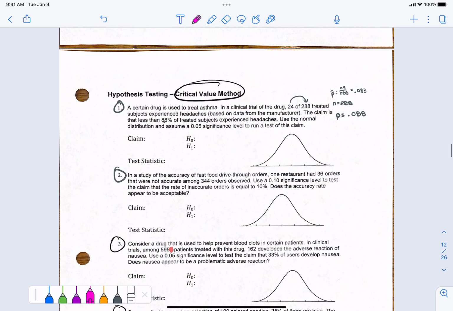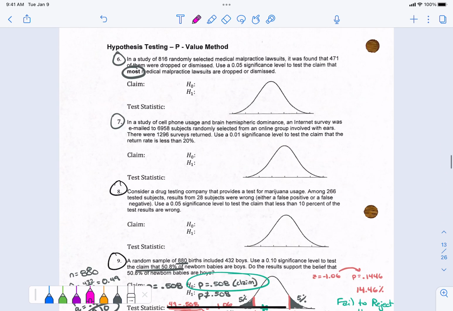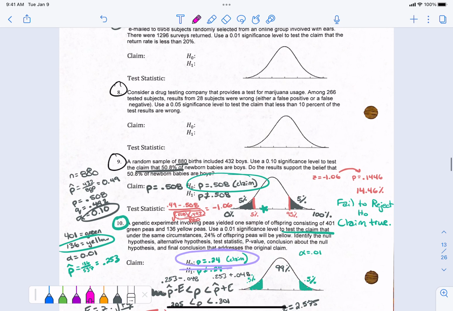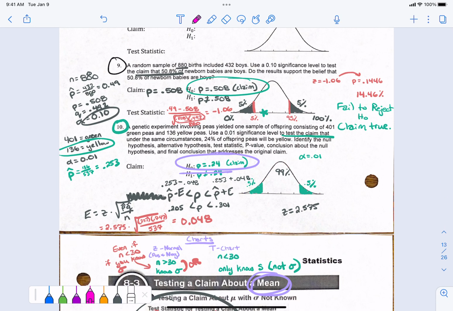All right, on 1, 2, 3, you're using the critical value method. So it wouldn't be a bad idea to do all the 1, 2, 3s together so that you're on that side of your brain. Then flip over and do the first 3 using the p-value method. Do not cross off the bottom 2 on each page because we will eventually do those, but not the same way. Okay. Got it? Okay.